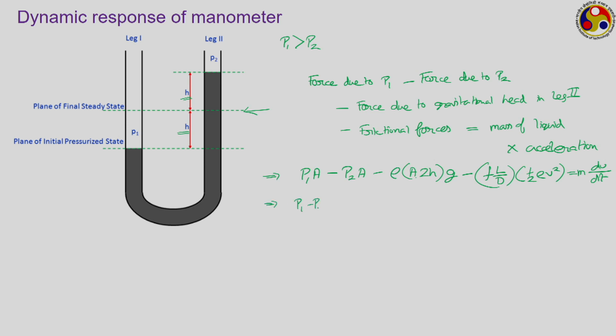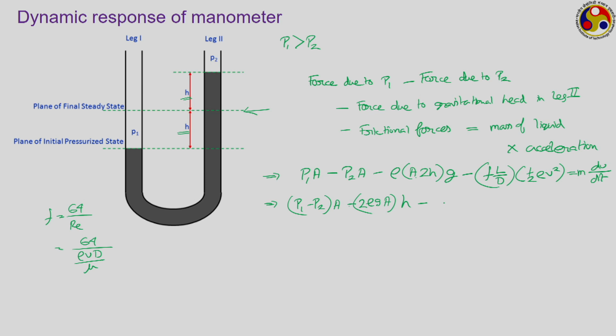This implies P1 minus P2 into the area, minus twice rho g A into h, minus the frictional term. Now, f we know can generally be related to the Reynolds number of the flow, and here we generally do not expect very large velocity, so we can assume laminar conditions, so that f can be represented as 64 by Re, that is 64 by rho v d by mu.